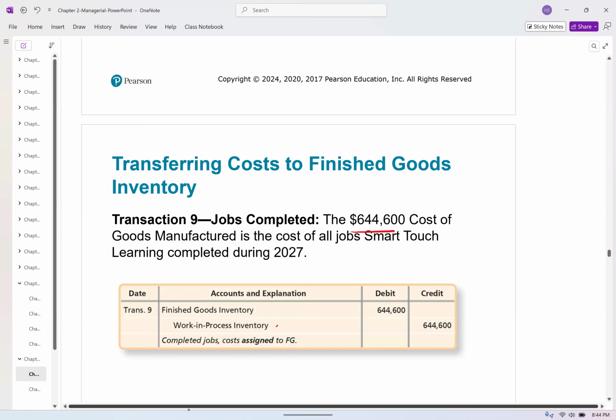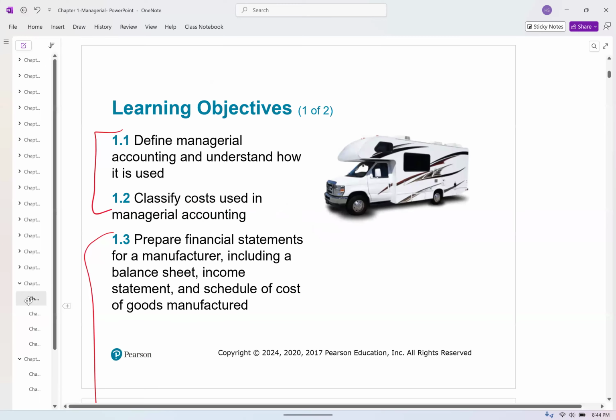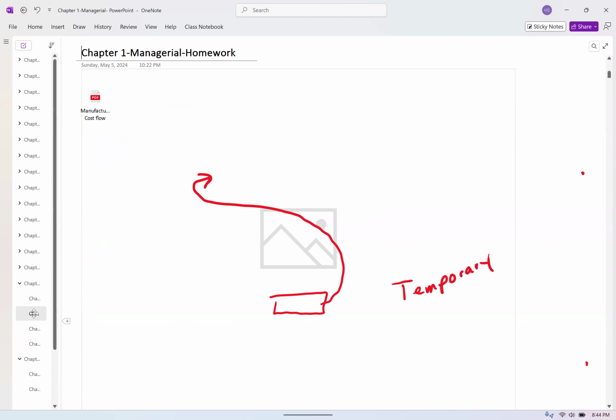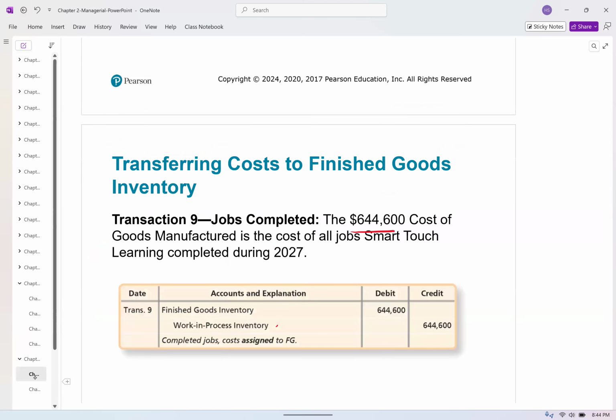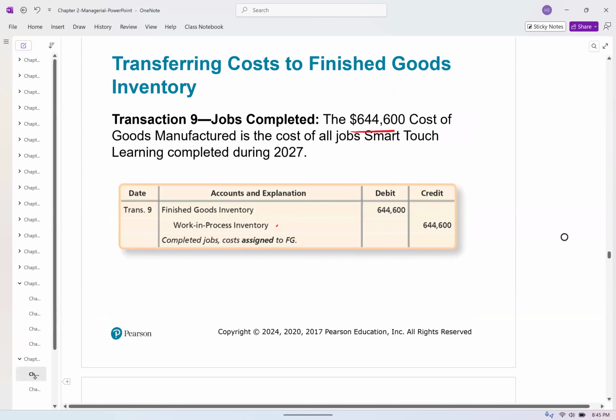So if we're looking over here, oops, sorry, wrong one, you see right here, cost of goods manufactured, those two numbers are going to be the same. It is leaving work in process and it is going into finished goods. So we debit finished goods, credit the work in process. Okay, so that's the journal entry right there.